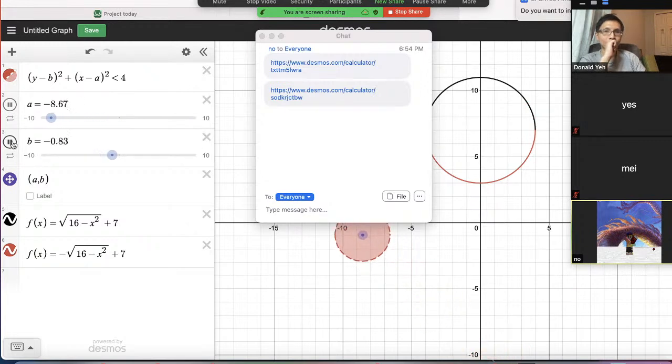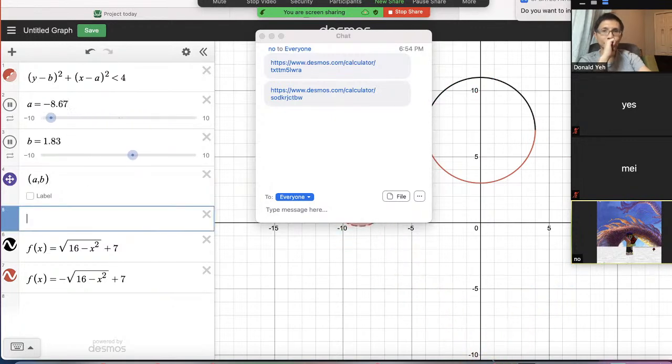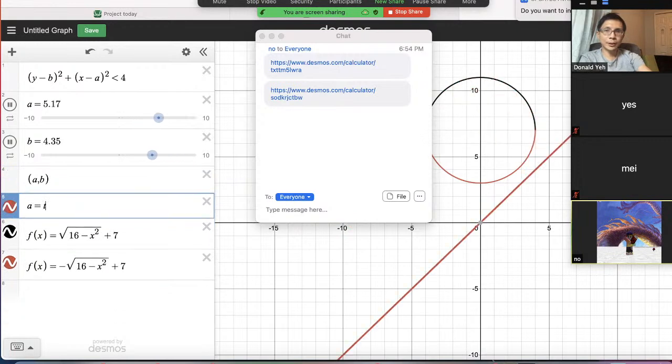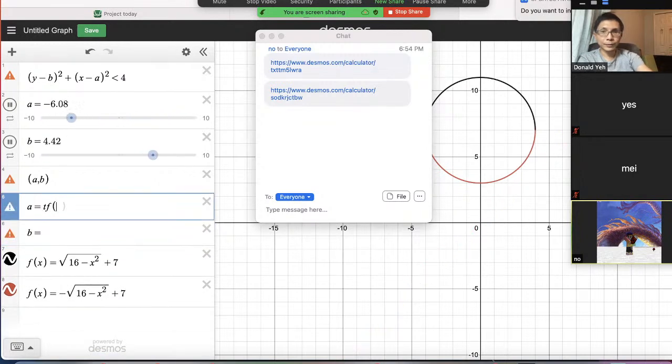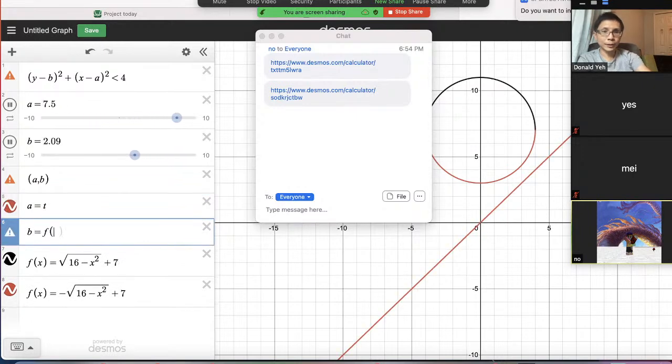Maybe you can make it domain restrictive, so as soon as it passes that part, it changes to a different thing. That's actually a good idea. Okay, let's try that. There's a simpler way to do it. Of course there are. Wait, you gotta do a equal to t, right? B is equal to f of t. You're not doing it right. B equal to f of t. And then remove the A and B slider.